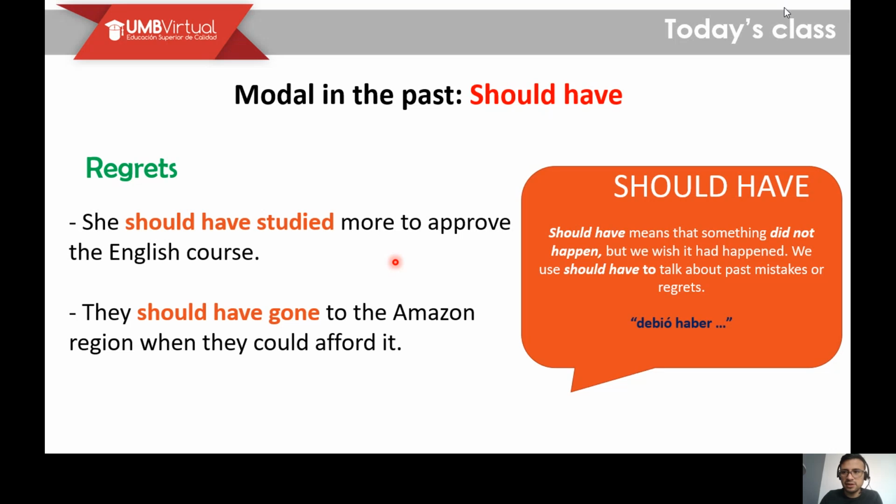We just reached the middle of this presentation. We have modals in past. These modals help us to express regrets. For example, something that you think could happen, but it didn't happen. And we have three of them. Let's see them one by one.